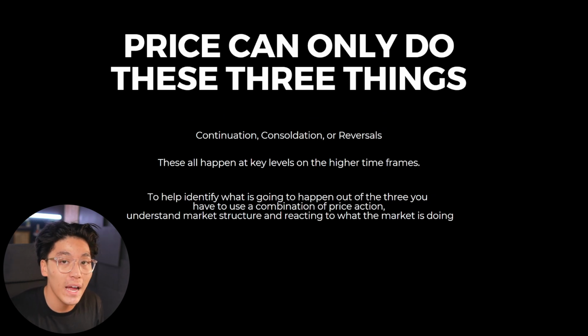And that brings me to the fact price can only do one of these three things. Price can either have continuation, consolidation, or a reversal. These all happen at key levels on the higher time frames. As I mentioned, there's a lot of liquidity resting around these key levels, key interest points on the charts. To help identify what's going to happen out of the three, you have to use a combination of price action, understanding market structure, and reacting to what the market is doing.